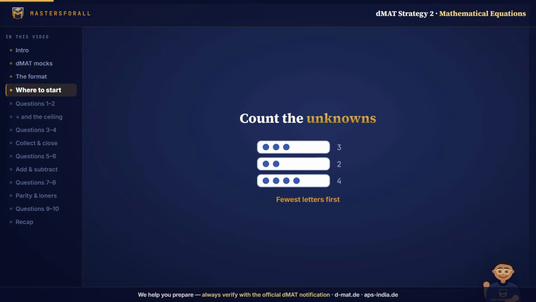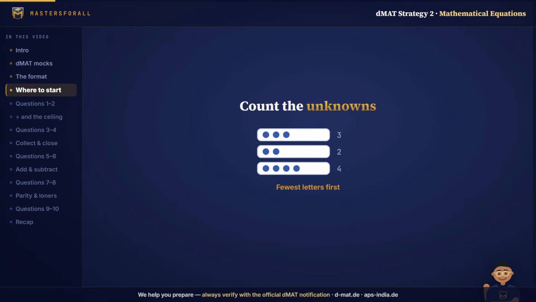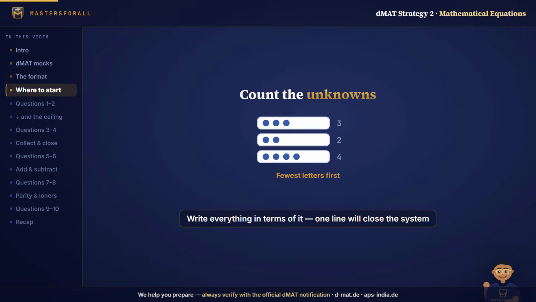And here is the opening move, which is the same every time. Count the unknowns on each line. Then find the letter that appears on the most lines. That is your anchor. Write everything in terms of that one letter, and one line will close the whole system. 10 systems. Here we go.